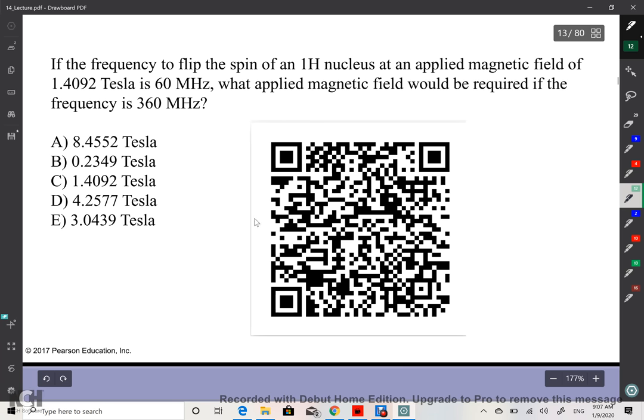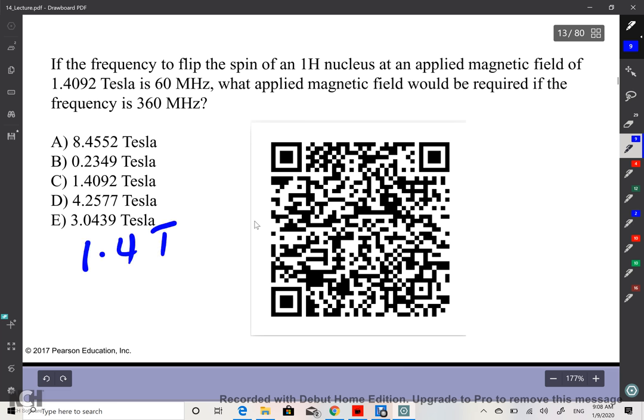So we all agree A is the answer, okay? A is the answer. It's just math. This is simple math. It would be one. Oh, what is it? 1.4092. So 1. Oops, I need a bigger ink.